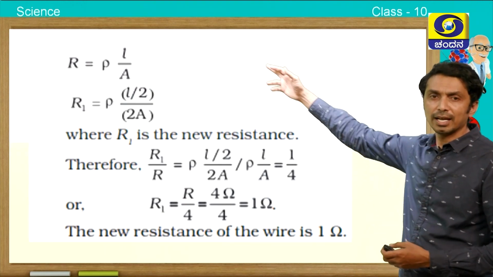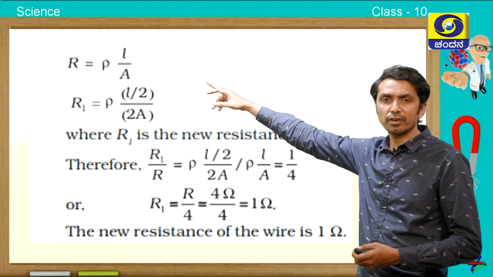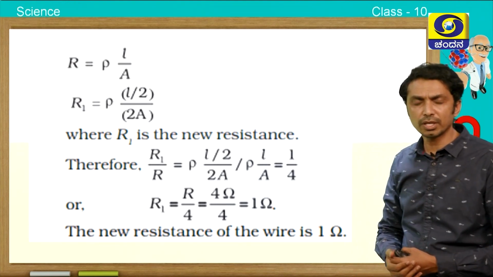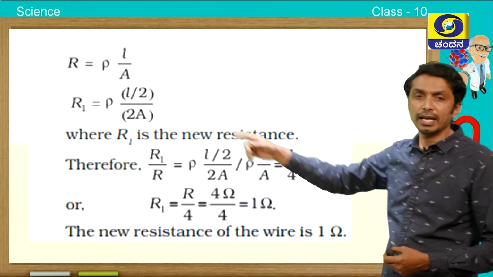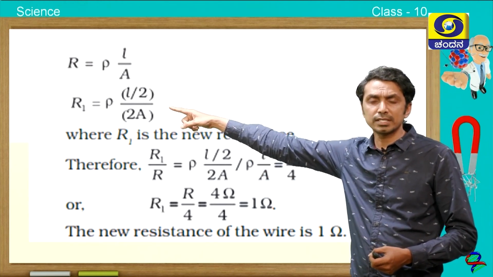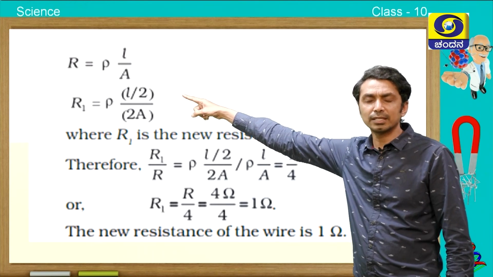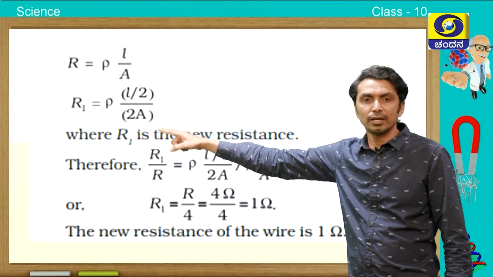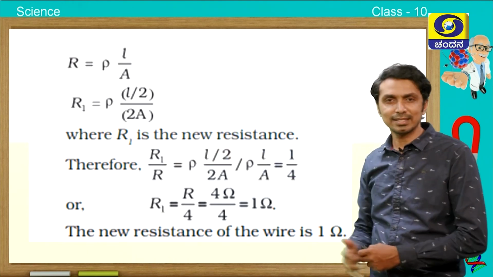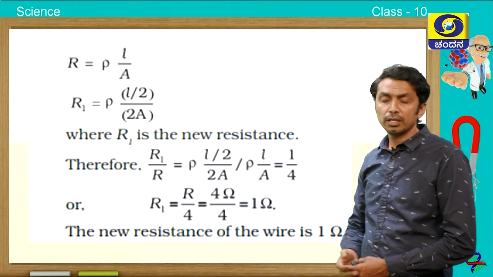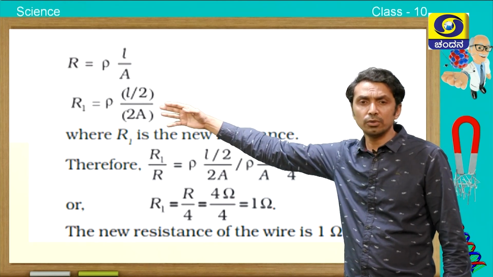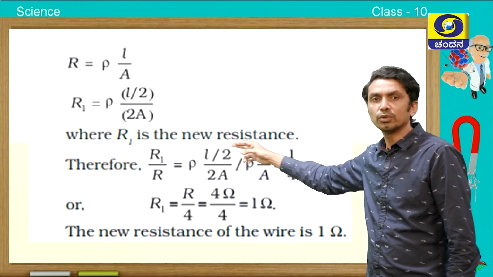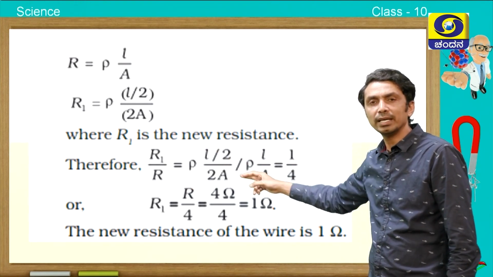Look here children, R is the resistance that we are finding now. Rho L by A is the equation for resistance, and R1 is a new resistance where we have changed the length to L by 2 and area of cross section to 2A. So R1 is the new resistance. Now shall we put the values? R1 by R is equal to rho L by 2 by 2A.